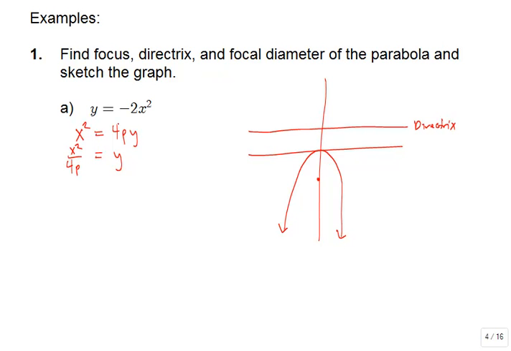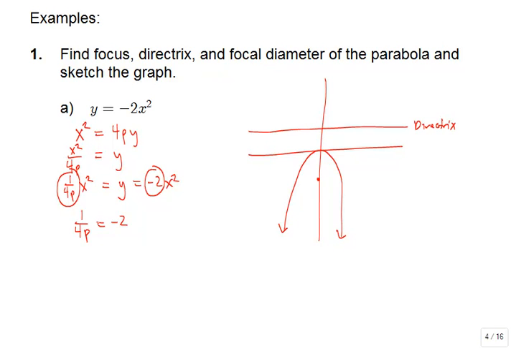So if we have that y is equal to negative 2x squared, then this y has to equal 1 over 4p times x squared, but it's equal to negative 2x squared, so that forces this 1 over 4p to be this coefficient negative 2. So what we're going to do is set 1 over 4p equal to negative 2 so we can solve for p. The reason we need that p is because that's what tells us our focus, and that's what tells us our directrix, and it tells us our focal diameter.